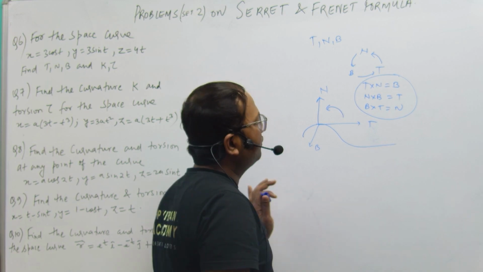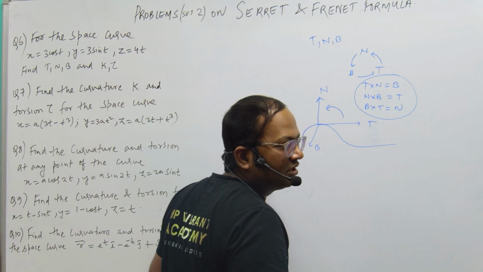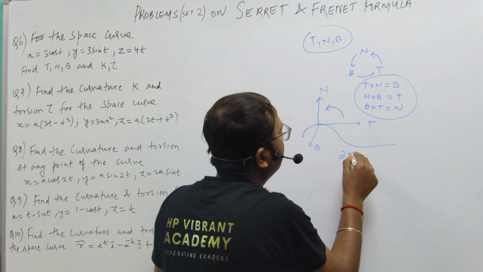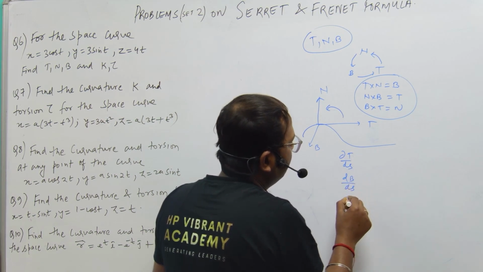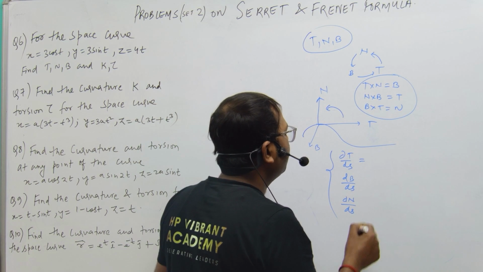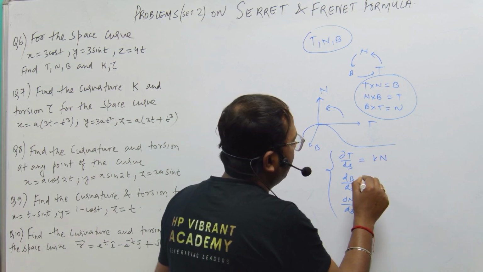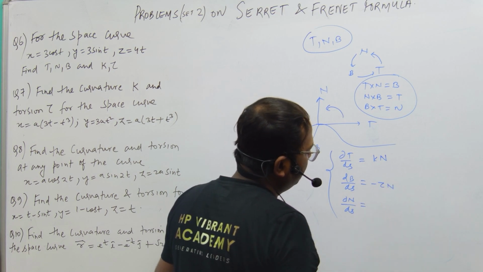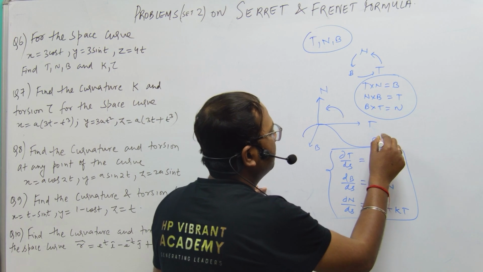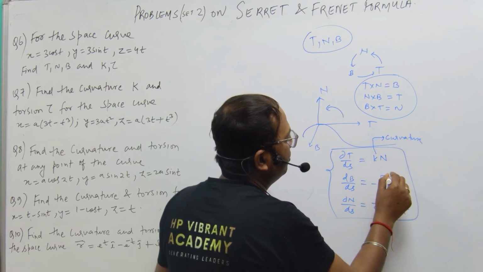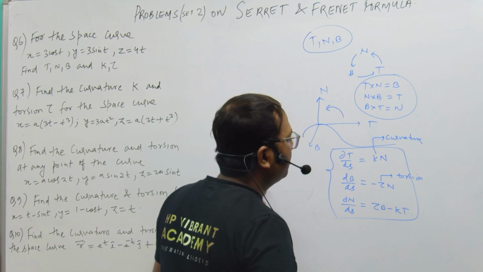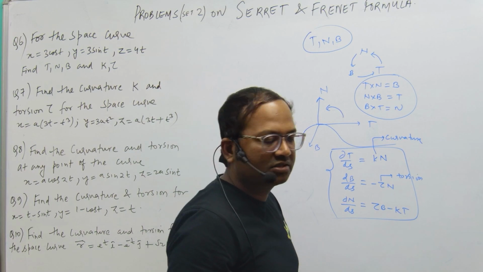The set of relations involving the derivatives of the fundamental vectors is collectively known as Serret and Frenet formula. So let us take the derivatives dT upon ds, dB upon ds, and dN upon ds. These are the derivatives of the fundamental vectors. Let us write them down here. dT upon ds is kappa N, dB upon ds is minus tau N, dN upon ds is tau B minus kappa T. These are collectively known as Serret and Frenet formula, where kappa is called curvature and tau is called torsion. 1 upon kappa is the radius of curvature, and 1 upon tau is the radius of torsion. This we have seen in detail in the last lecture. So let us start discussing the problems.